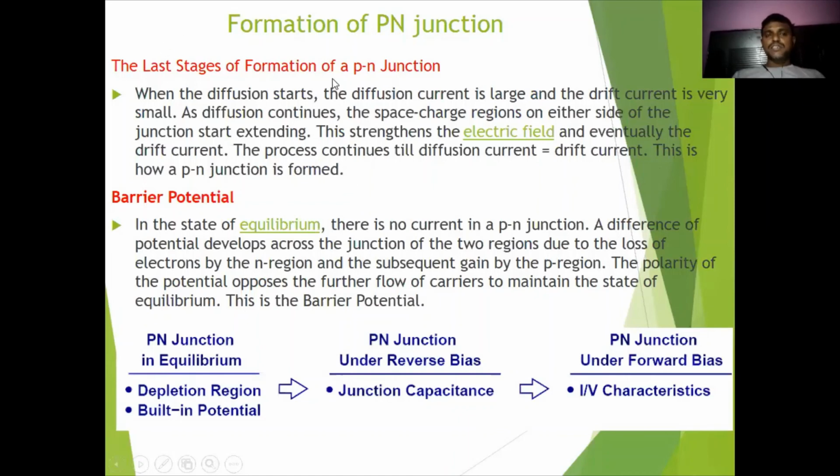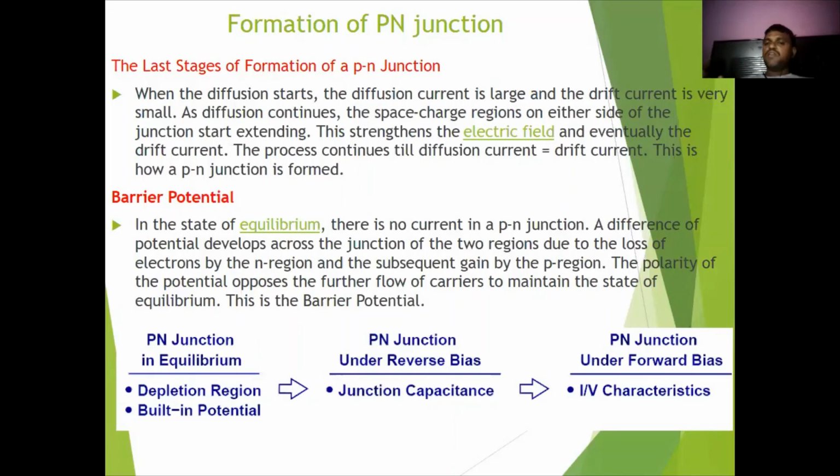This is the last stage of formation of a PN junction. That one we will consider as an open circuit. Now, barrier potential. In the state of equilibrium, there is no current in a PN junction. At what condition will equilibrium be obtained? If the diffusion current is equal to the drift current in the open circuit condition, that condition is called the equilibrium condition. At that equilibrium, the diffusion current equals the drift current, both in opposite directions.